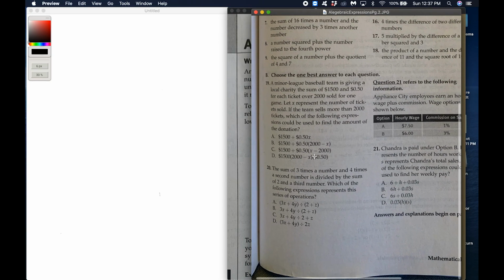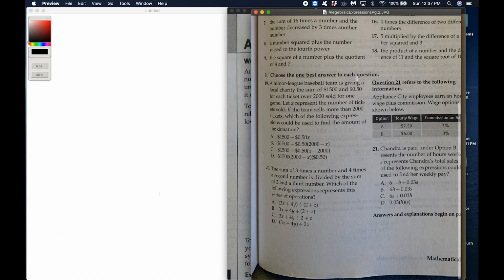Okay, moving on. Choose the one best answer to each question. So, a minor league baseball team is giving a local charity the sum of $15,000 and 50 cents for each ticket over 2,000 sold for one game. Let X represent the number of tickets sold. If the team sells more than 2,000 tickets, which of the following expressions should be used to find the amount? So you can pick from either one of these here.